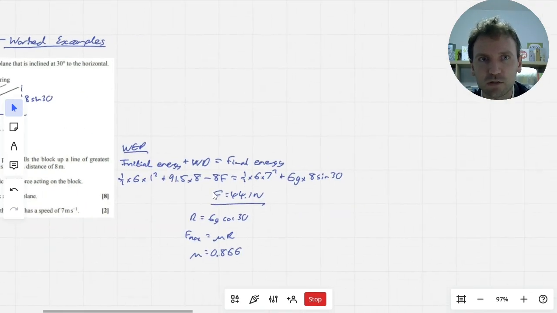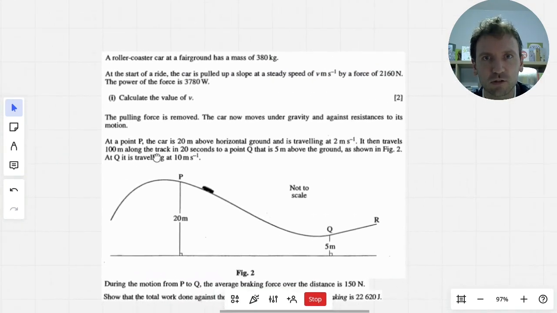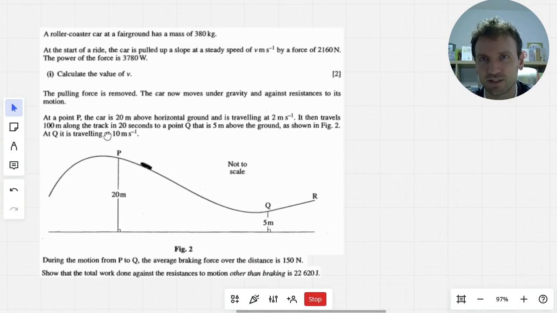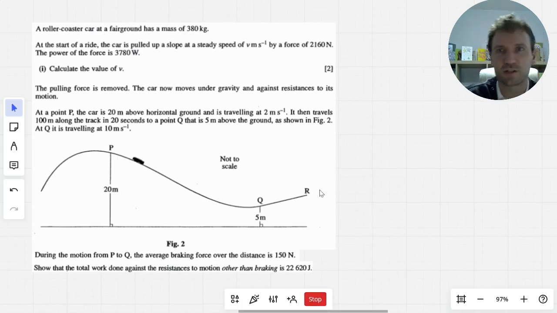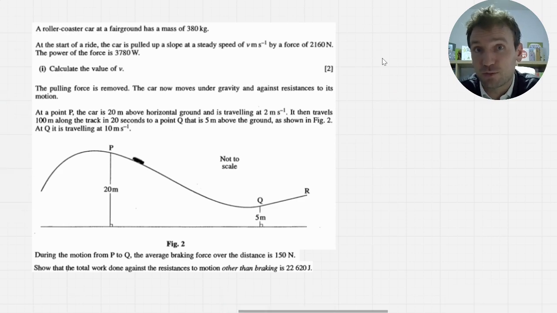Okay, I want to look at a new question now, so I'm going to scroll across. In this one, we're not just travelling along a nice straight slope, so we've got this roller coaster going here. First part of the question, we're told the car's being pulled up the slope at a steady speed of v by a force of 2160, and we're told the power.